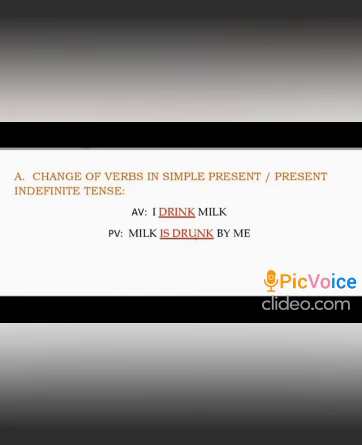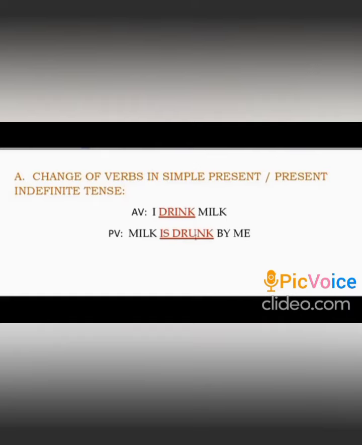The first one, change of verbs in simple present. Let me explain an example. I drink milk. I is the subject, drink is the verb and milk is the object here. See how it becomes the passive voice. Milk is drunk by me. Here the object has become the subject and the verb drink has become is drunk. That is, we added the auxiliary verb is and drink has become drunk. That is the V3 form of the verb. That is drink, drank, drunk. That is the third one, past participle form of the verb. We have to write in the passive voice. That you have to remember very well.